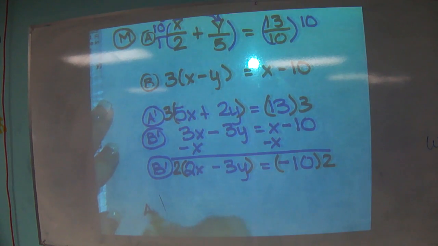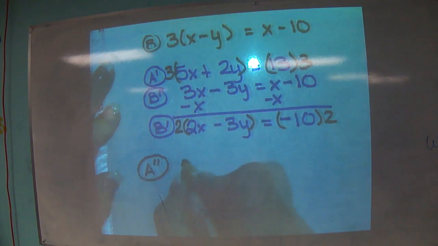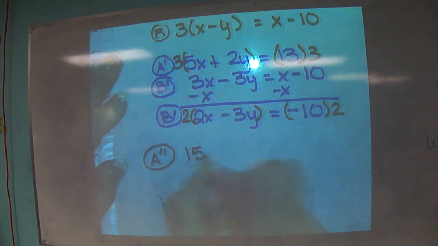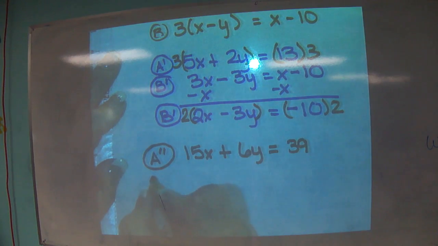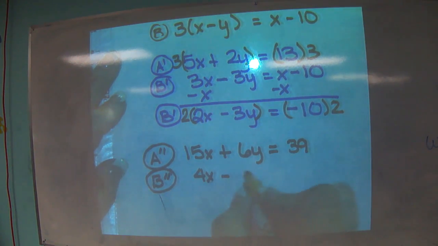So a with 2 tick marks, 3 times 5x? 15x plus 3 times 2y? 6y's. 13 times 3, Jose. 39. Thank you. I told these guys I couldn't do that earlier. B, 2 tick marks. 2 times 2x? 4x. Minus 2 times 3y? 6y equals negative 10 times 2? Negative 20. Negative 20, beautiful.